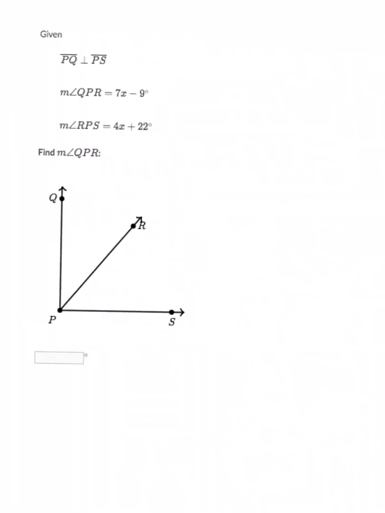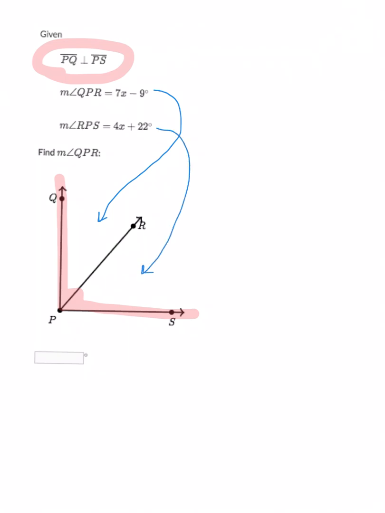Let's look at this problem. It says that PQ is perpendicular to PS. That means these two lines right here meet at a right angle. Okay, those are a right angle right there. It means that QPR is equal to 7x minus 9, and RPS is equal to 4x plus 22.